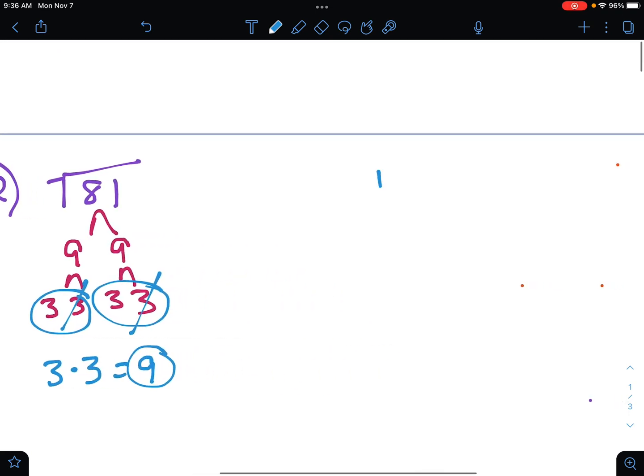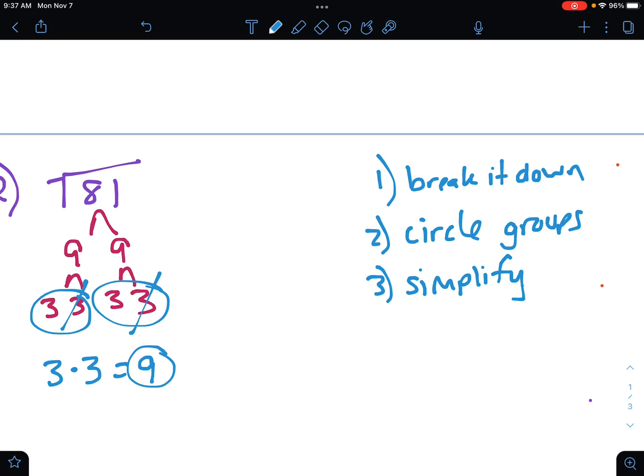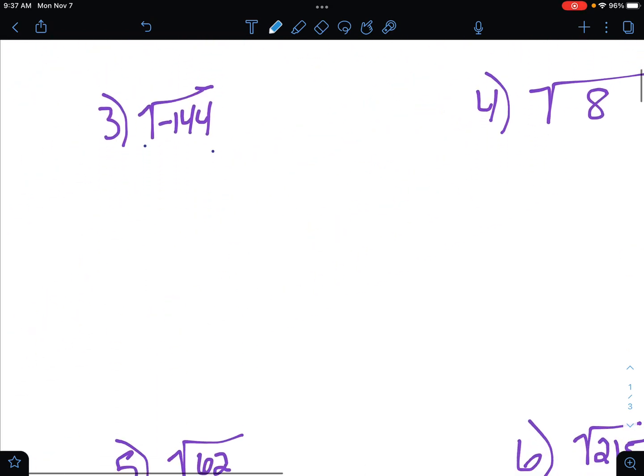So what's the process here? First step, break it down. Second, circle groups. And then third, simplify it. So let's look at another one.